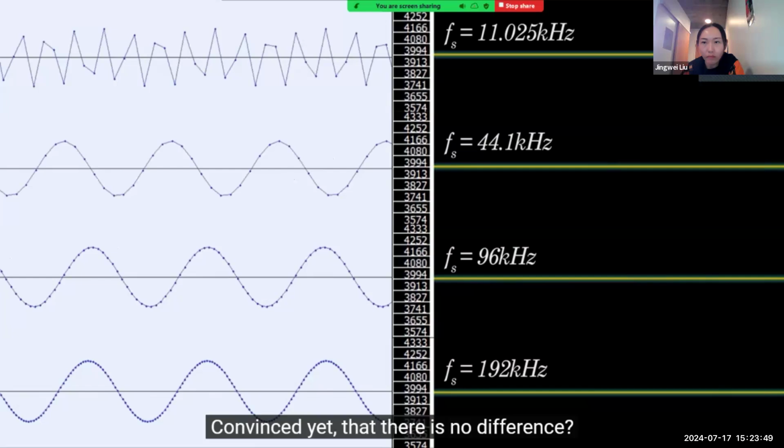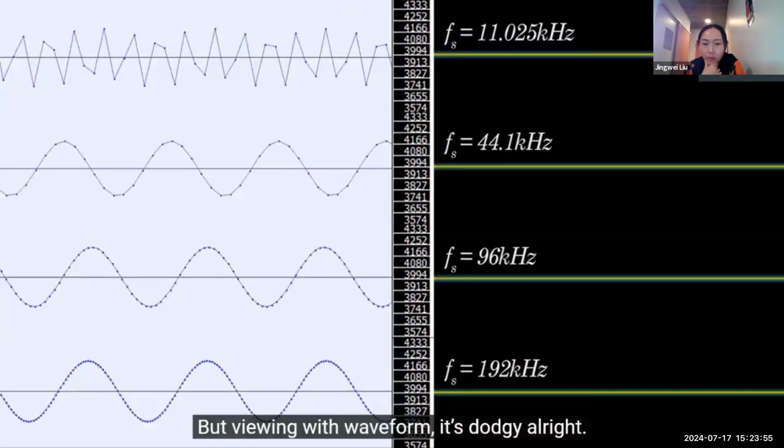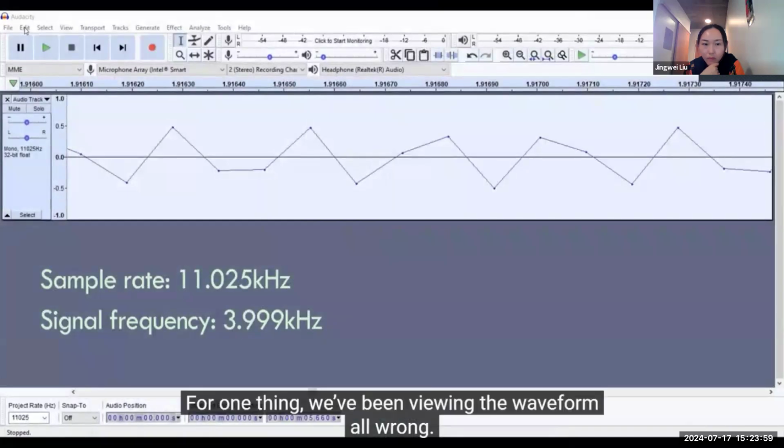Convinced yet that there's no difference? Audibly, there is no difference. But viewing the waveform, it's dodgy, alright? Now let's explore why this is the case. For one thing, we've been viewing the waveform all wrong.